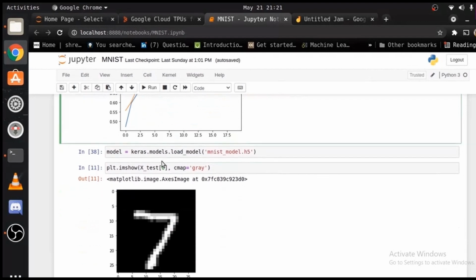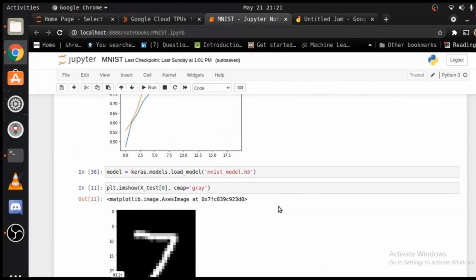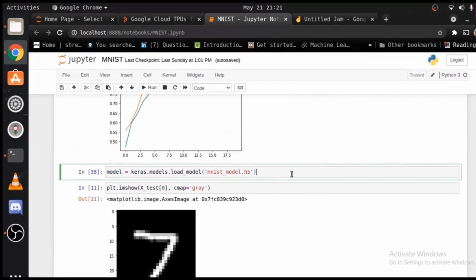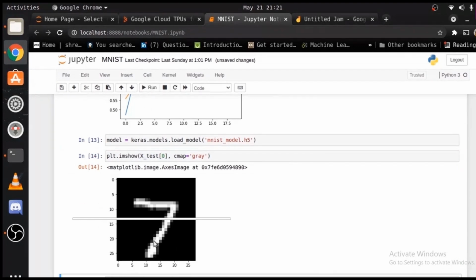Okay, then we have this load model function. Now we have saved the model, right? But we also need to load it. So this is why we have the load model function. So our model gets loaded here. Let us run and see how well our model is performing. So here what I am doing is I am using one value from xtest. So this is the 0th value. So let us see what this looks like. This is the number 7.